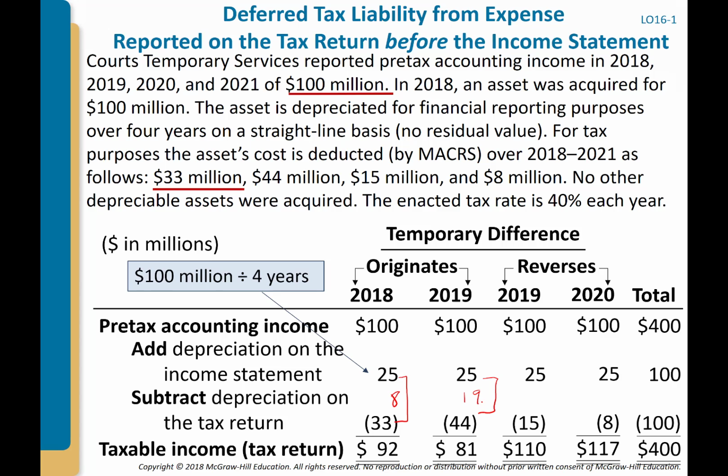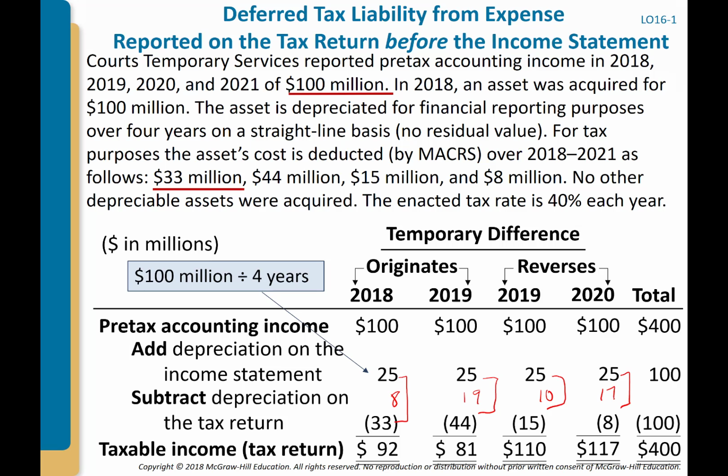But then that turns around, doesn't it? And later we've got 10 more for tax purposes than we do for book purposes, and then finally we've got a 17 difference. I'm just showing you that that's why they added and then subtracted it back, so that we end up with a difference.